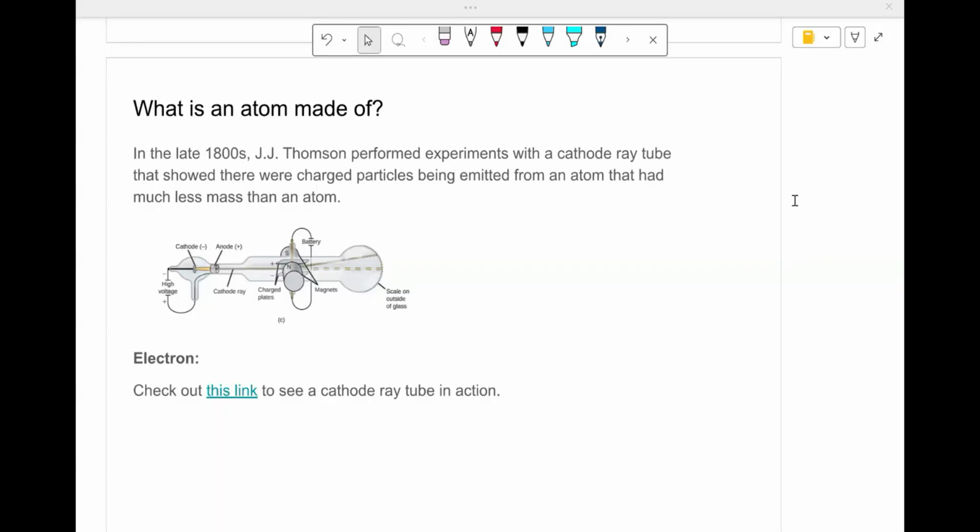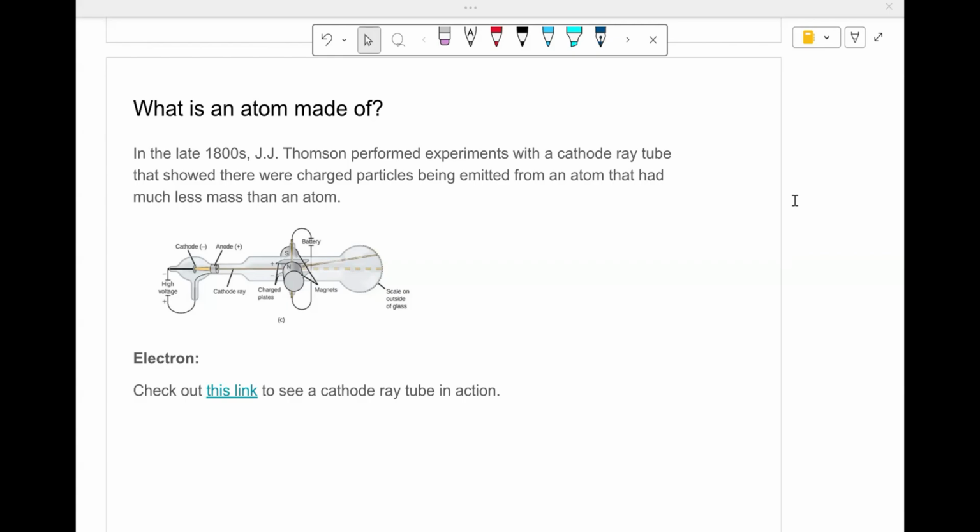So in this lecture, we're going to be looking at what atoms are made up of and how scientists discovered that atoms weren't just indivisible particles that had no smaller units, but actually there were a number of subatomic particles that help define a lot of the characteristics and even identity of an atom or of an element.